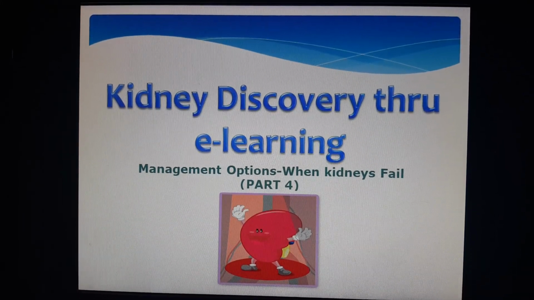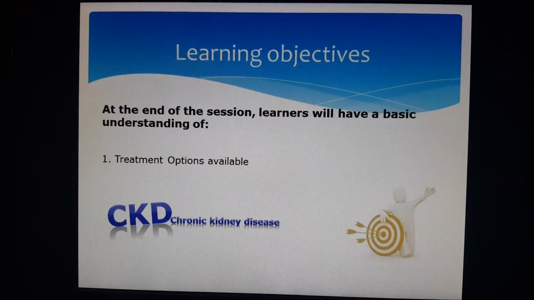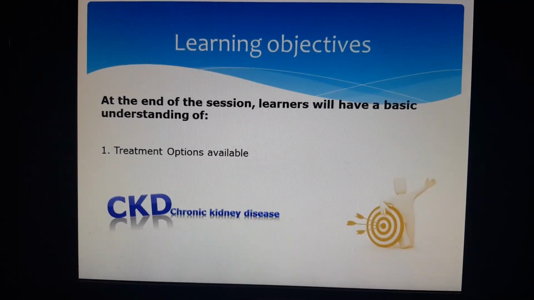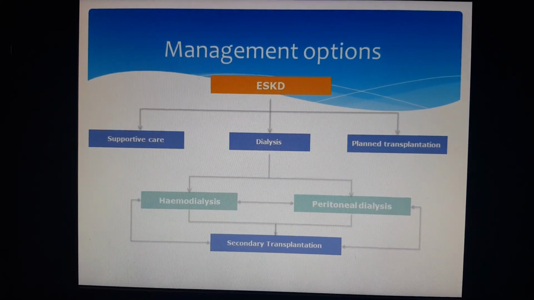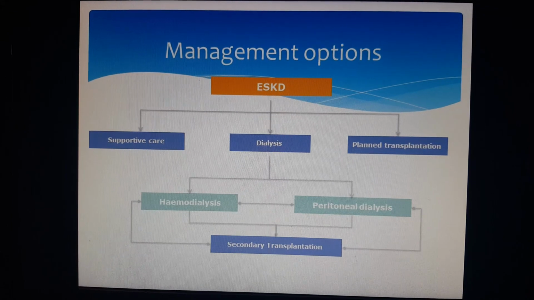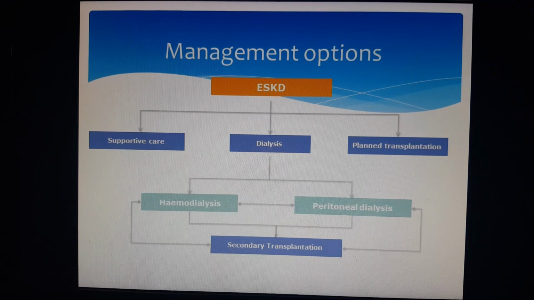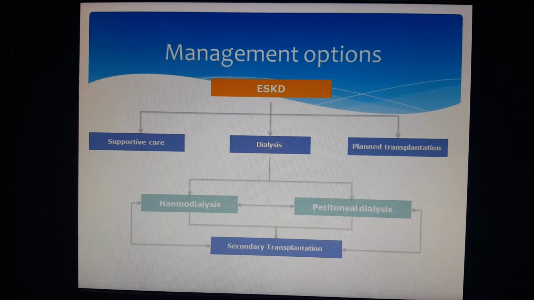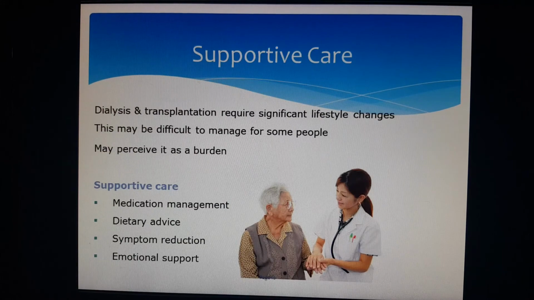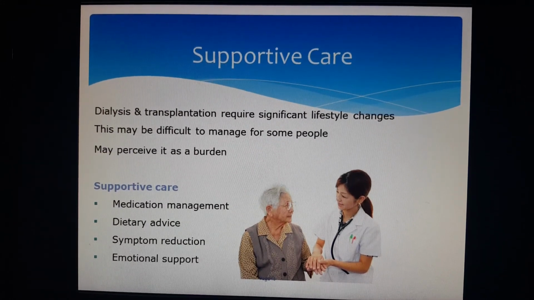Let's look at the management options available when your kidneys fail. At the end of this session, you will have a basic understanding of what the treatment options available are. Let's look at the management options now. For those patients with end-stage kidney disease, they can have selective options for going to do supportive care, dialysis, or even planned transplantation. Under the dialysis, they are given an opportunity to decide between hemodialysis and peritoneal dialysis while waiting for the transplantation opportunity. Let's look at the supportive care.